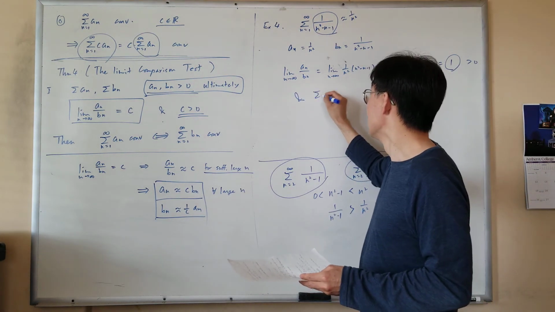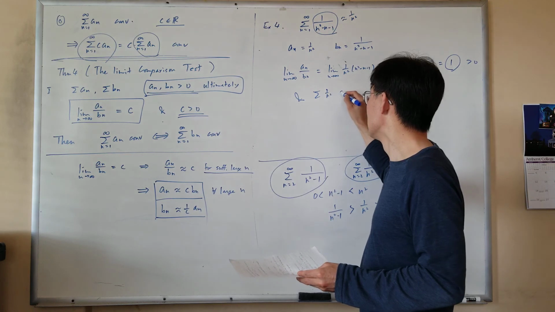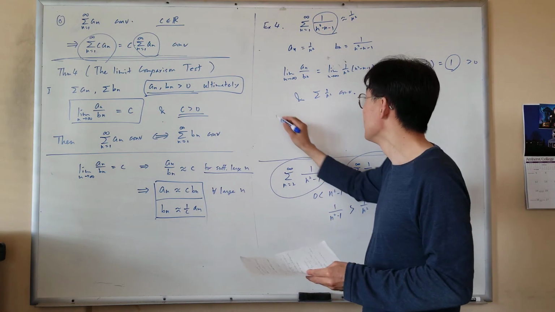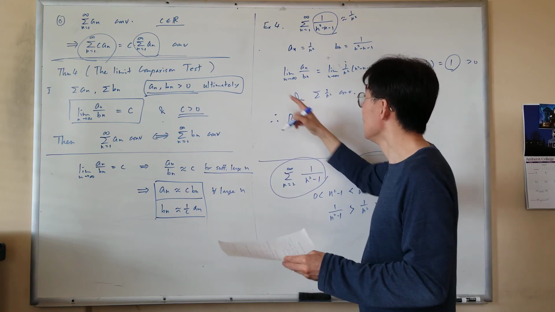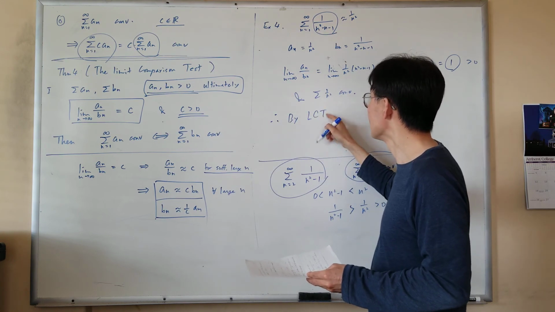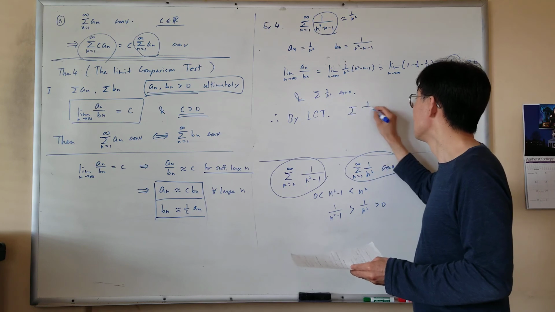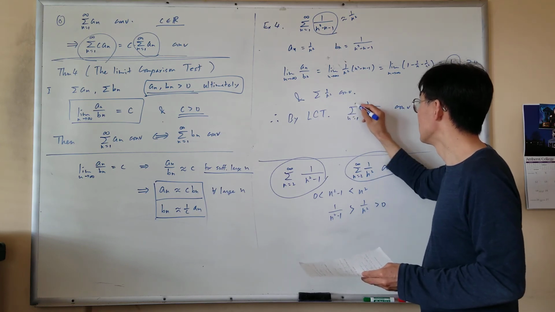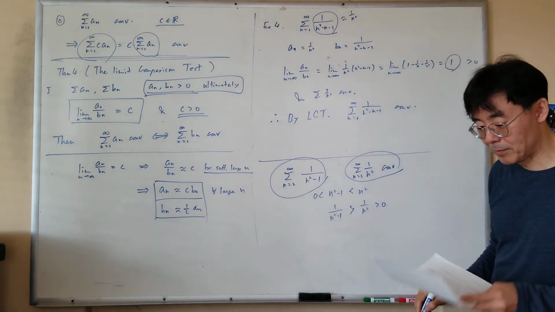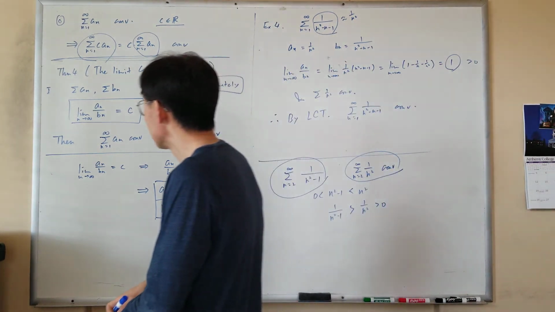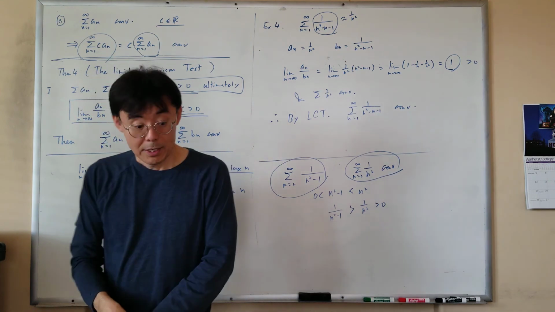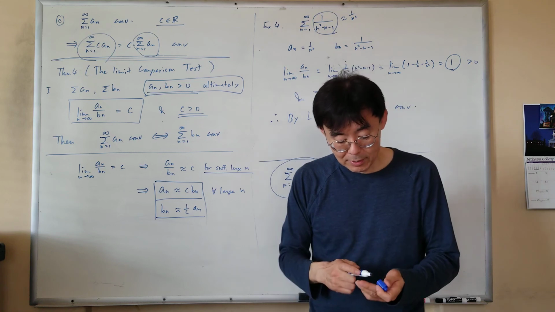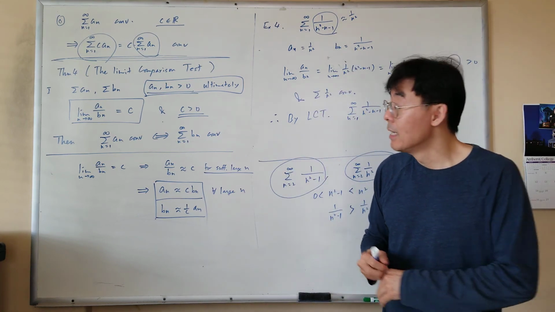And the series of An converges, P series test, P equals 2. Therefore, by the limit comparison test, the given one also converges. Alright? So it is quite convenient. So in this section we cover a lot of material. It's a long section.